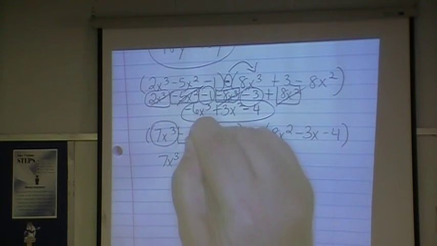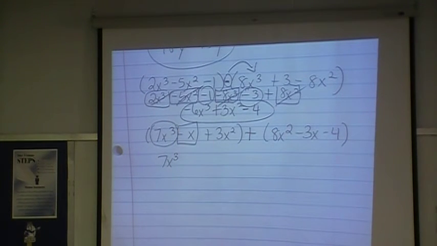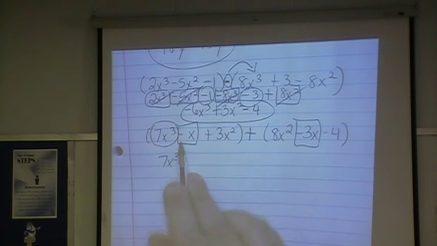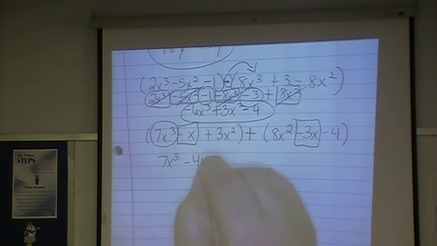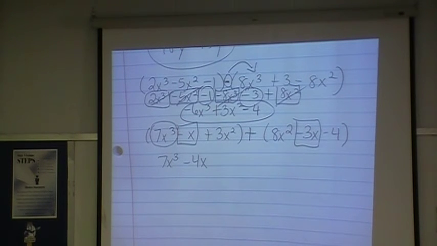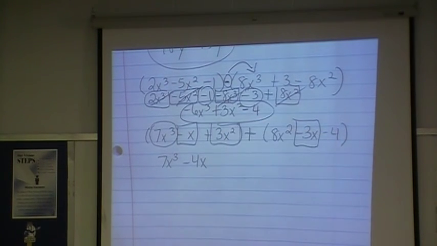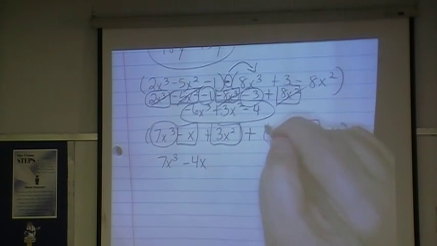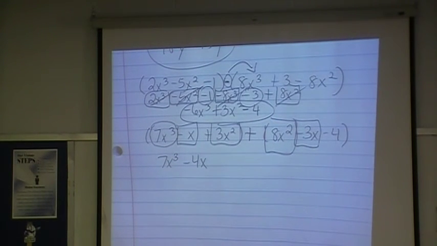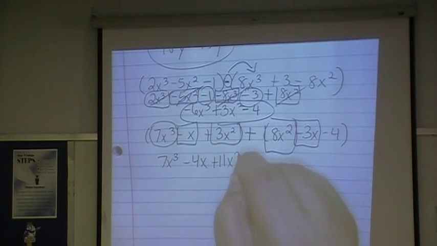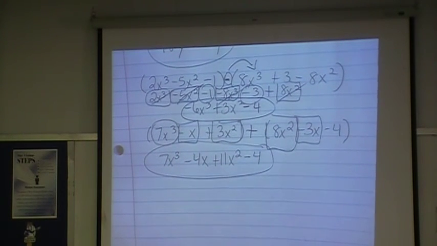I have a negative x. Do I have any more just x's up there? Yes. Negative 1 and negative 3 is negative 4x. I have a 3x squared. Do I have any more x squares up there? Yes. 3 plus 8 is 11x squared. And then over here at the end I have a minus 4 and I can't forget it. Okay. These are not hard. You just got to go slow with them.